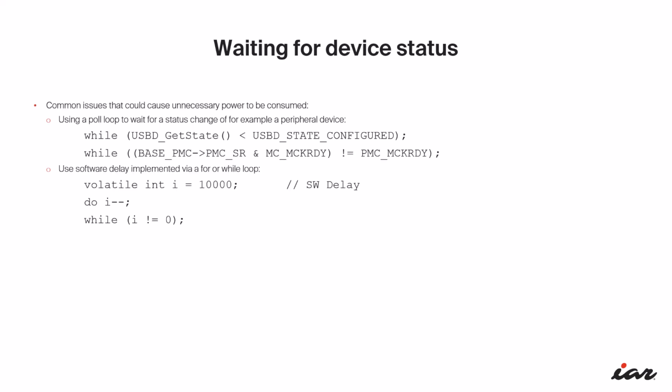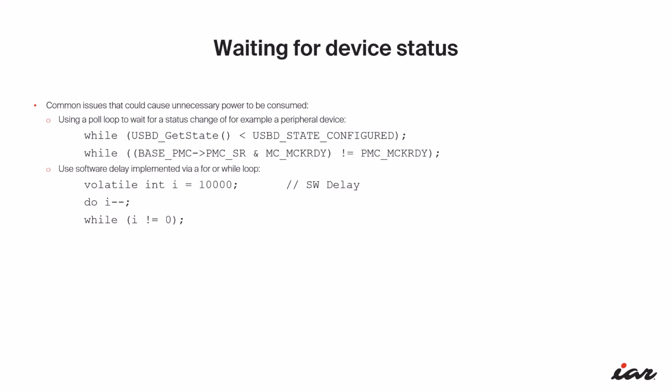So, optimizing power. Let's discuss some of the approaches or implementations you can do directly in your source code to optimize the power consumption. One common mistake that could cause unnecessary power to be consumed is the use of a polling loop to wait for a status to change, for example on a peripheral device. Code constructions like the one displayed here execute without interruption until the status changes. It's just waiting for the status to change.